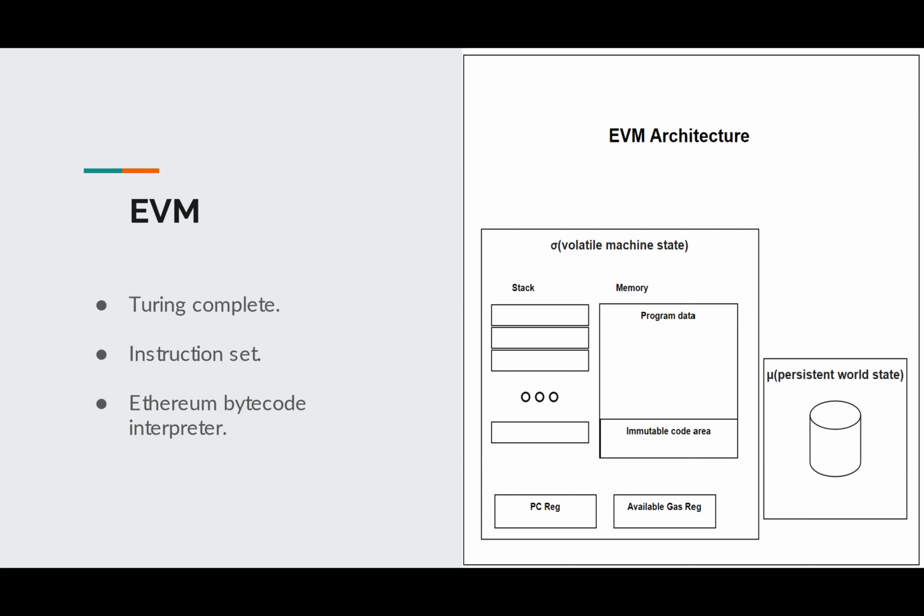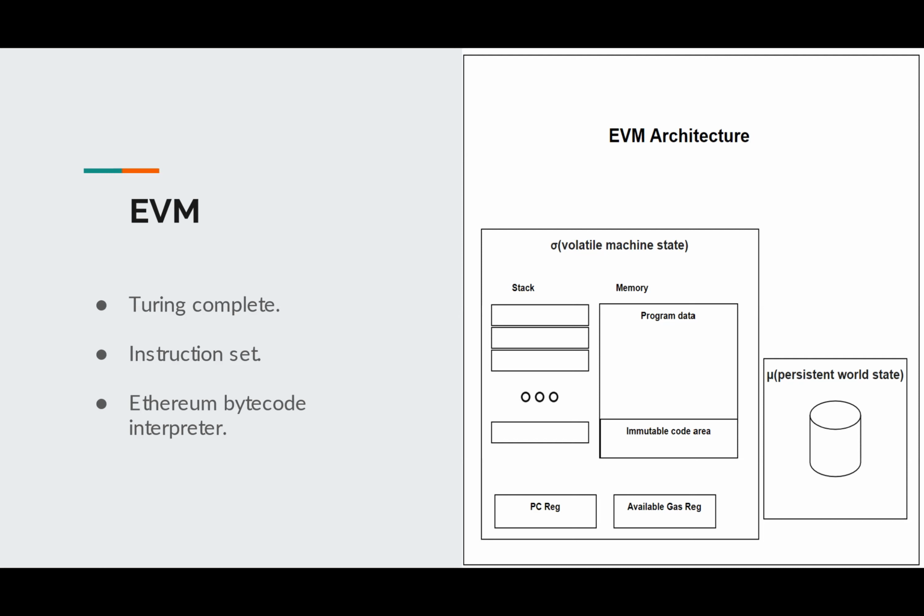In the volatile state, it fetches the code from this persistent world state and stores it into a mutable code area in memory, and it executes those instructions on the virtual stack area, and it uses some virtual registers as well. The program counter register stores the next executed instruction, and the available gas register stores the left amount of gas for the current transaction.